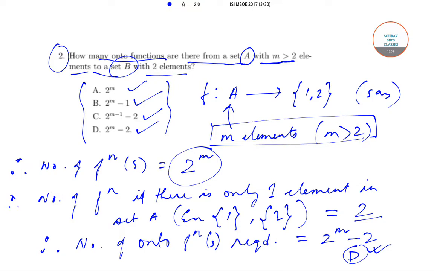So today we have solved question number 1 and question number 2 from the ISI MSQE question paper of year 2017. We'll be solving the next questions in the subsequent videos.